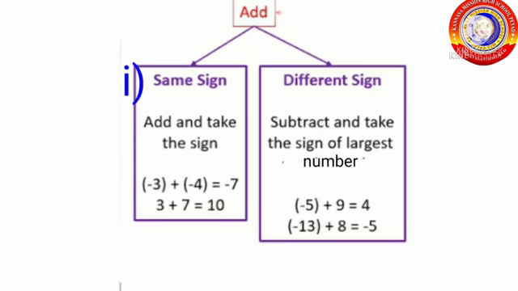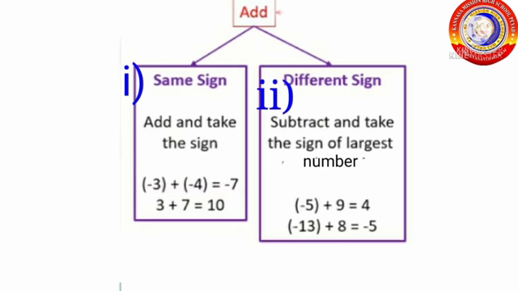First one, same sign. When we add two numbers of the same sign, add the numbers and take the sign. Example, minus 3 plus minus 4. First, we add the numbers, 3 plus 4 is 7. Then put the sign, minus sign. So minus 3 plus minus 4 is equal to minus 7. Second one, 3 plus 7. We know that 3 plus 7 is equal to 10.